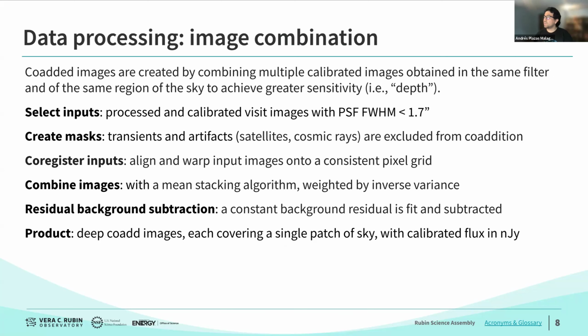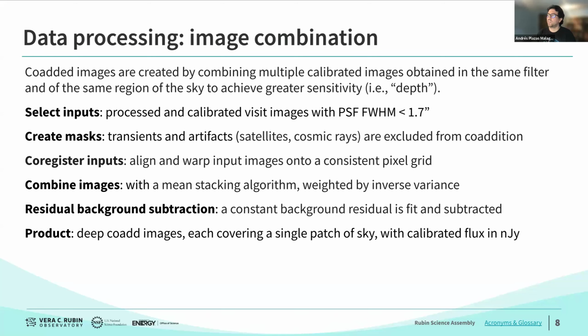So how do we do this image combination in data processing in order to produce the deep coadd images? The coadded images are created by combining multiple calibrated images obtained in the same filter and on the same region of the sky, in order to achieve greater depth or sensitivity, in order to increase the signal to noise ratio. So we do an initial cut on the inputs.